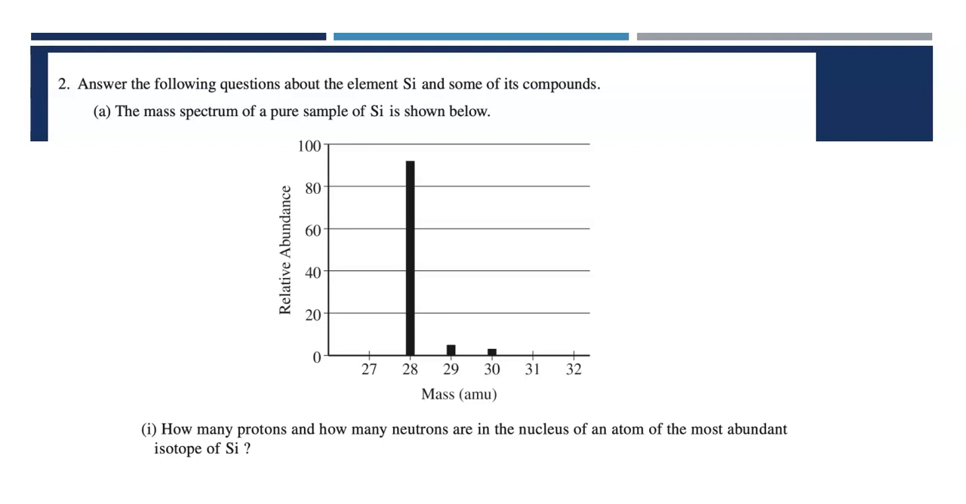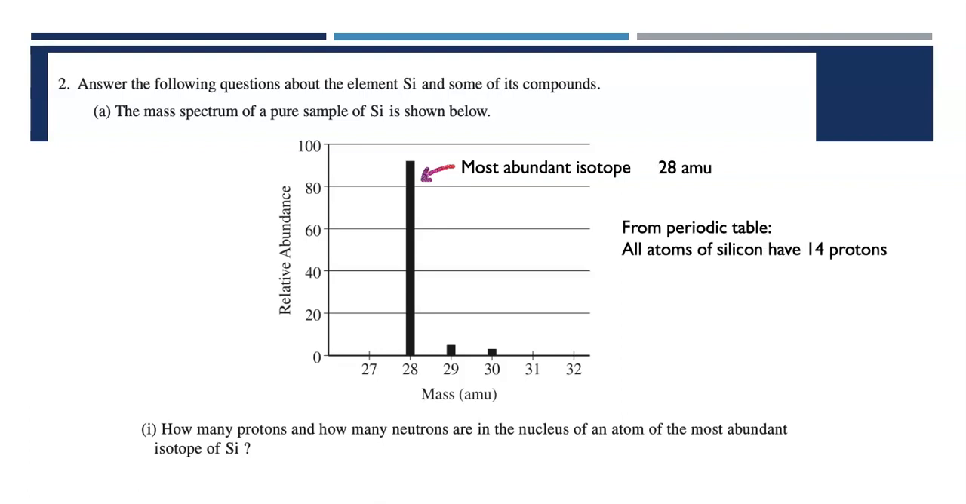Now, the most abundant isotope is the one that's got the tallest peak, and that's the one with a mass of 28 AMU. But that's not the answer that we need. We know from the periodic table that all atoms of silicon have 14 protons. It's got an atomic number of 14. That's literally what it's telling us.